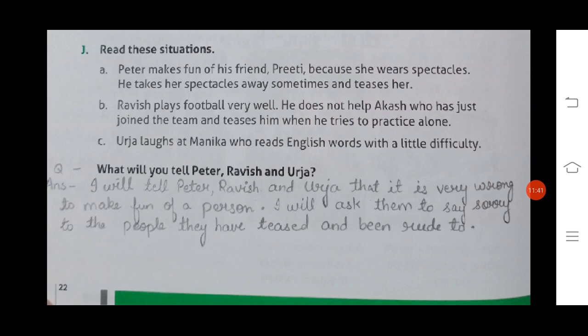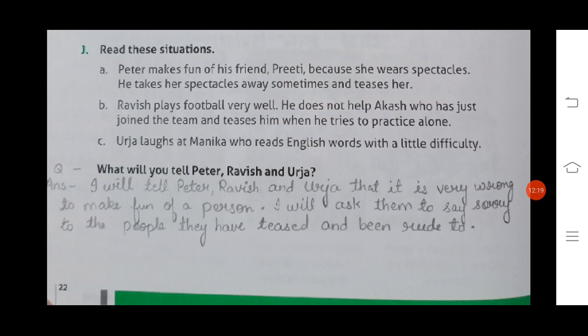Okay, so read these situations. A. Peter makes fun of his friend Preeti because she wears spectacles. He takes her spectacles away sometimes and teases her. B. Ravish plays football very well. He does not help Akash, who has just joined the team, and teases him when he tries to practice alone. Option C. Urja laughs at Monica, who reads English words with a little difficulty. So what will you tell Peter, Ravish and Urja?